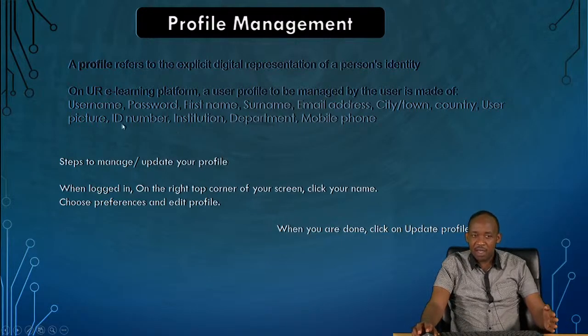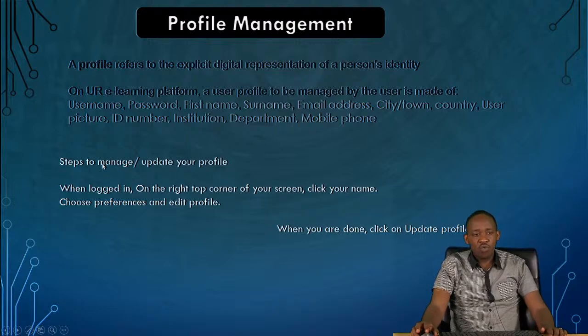For the student, the ID number is supposed to be your registration number. It is mandatory, because it's your primary key in the university. We are supposed to see that our institution is the University of Rwanda. We can add our department as well as our mobile phone, so that whenever somebody needs to communicate with us, they can reach us in many ways. Every user is supposed to update all of this information on their own.